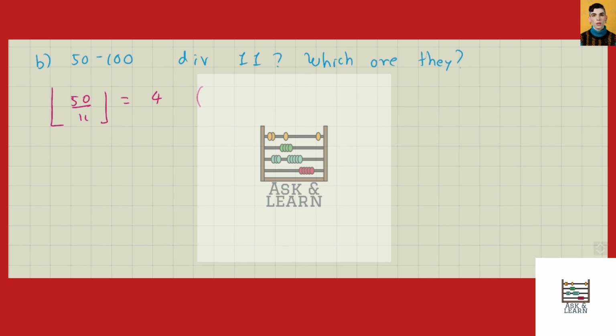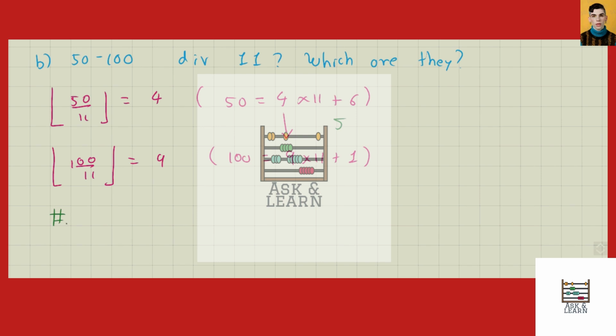Or in the way that I wrote previously, 50 is equal to 4 times 11 plus 6. And here with 100 divided by 11, this is equal to 9, because 100 is equal to 9 times 11 plus 1. Okay, so you can see here that from 4 to 9, there are 5 possible integer numbers. Okay, and that's the same.